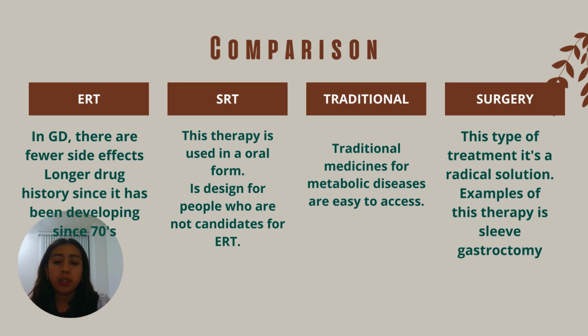And we continue with the comparison. For enzyme replacement therapy, we have that in Gaucher's disease, there are fewer side effects and there is a longer drug history, since it has been developing since the 70s. SRT is used normally in an oral form and is designed for people who are not candidates for ERT. Traditional medicines for metabolic diseases are easy to access, and on the other hand, surgery is the radical solution, and an example of this therapy is sleeve gastrectomy.